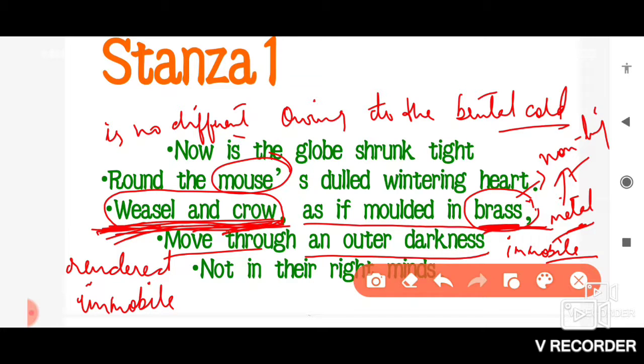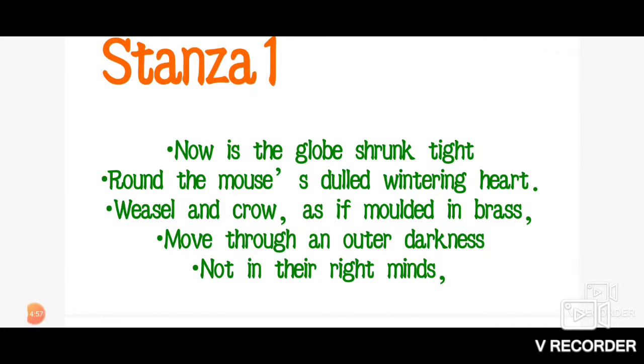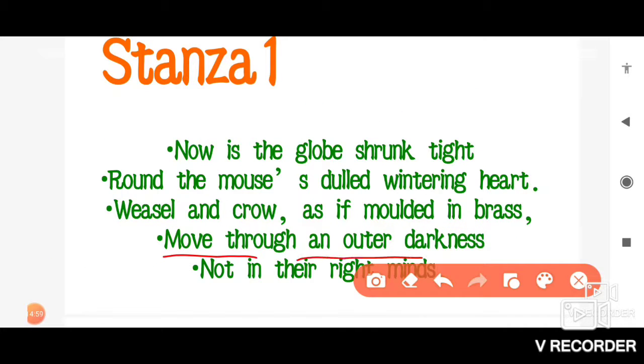तो जब weasel and crow भी move नहीं कर पाते हैं winters में, they are rendered immobile. They cannot roam in open. So it seems as if they have turned into something which is made of brass. That means as if they have turned into a metal. They have turned into a non-living thing. Fine. उसके बाद move through an outer darkness, not in their right minds.